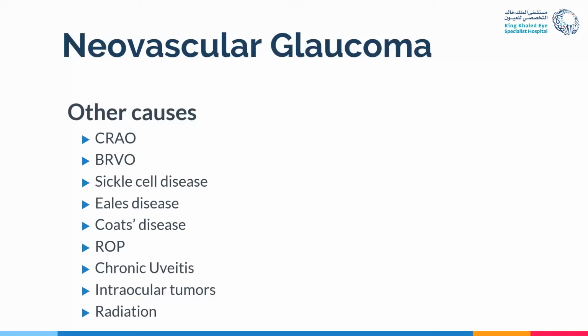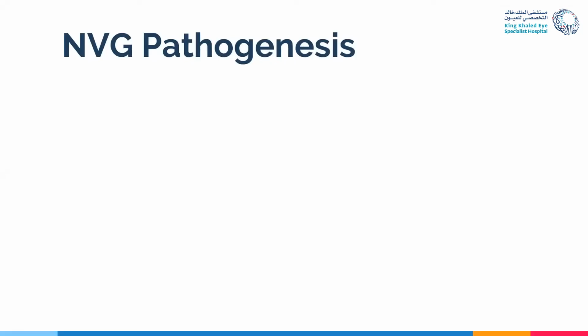So all these causes lead to retinal ischemia, and retinal ischemia triggers the neovascular glaucoma. So, how can this neovascular membrane or retinal ischemia cause this type of disease?